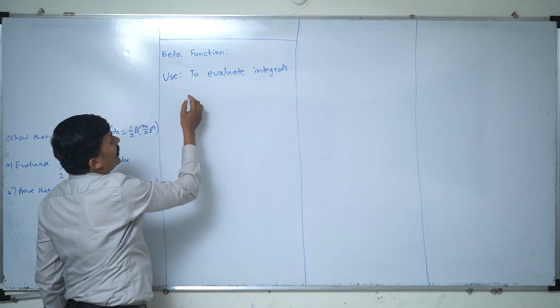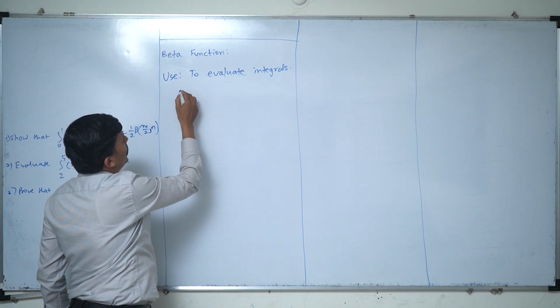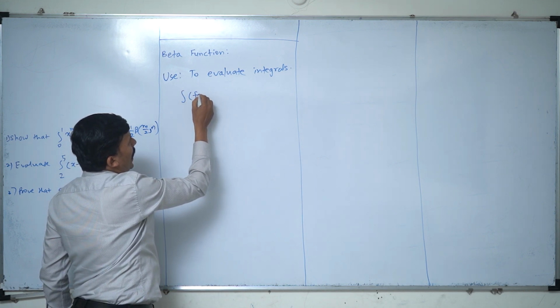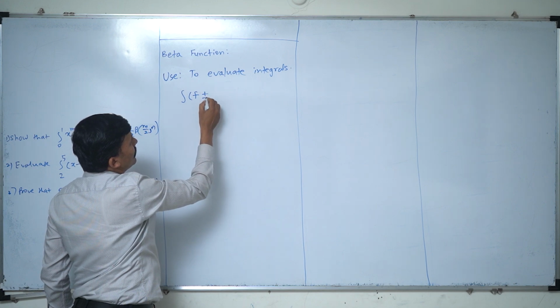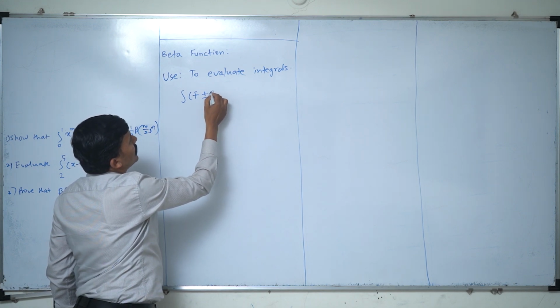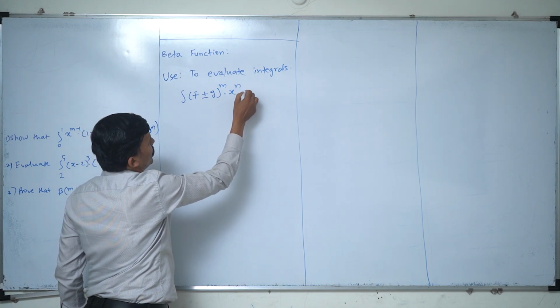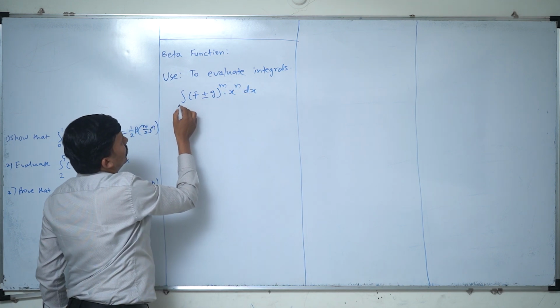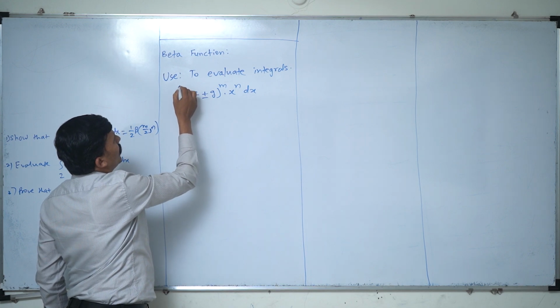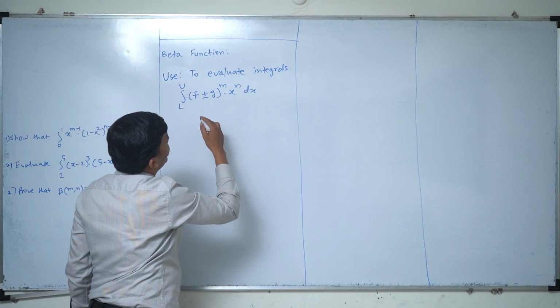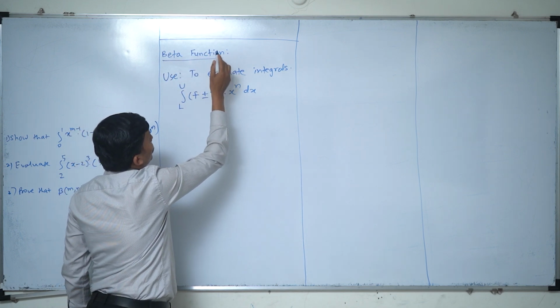So what type of integrals? That integral contains a bracket, and that bracket contains either addition or subtraction of two terms, into x raised to n dx. That integral has some limits, lower limit and upper limit. So you can evaluate such types of integrals by using the beta function.